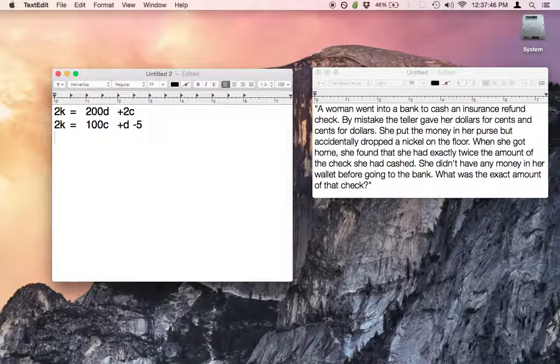And because 2k is equal to the right-hand side in both cases, we could actually rearrange these two equations and combine them into one like this. 2k and 2k are the same thing. Something like this.